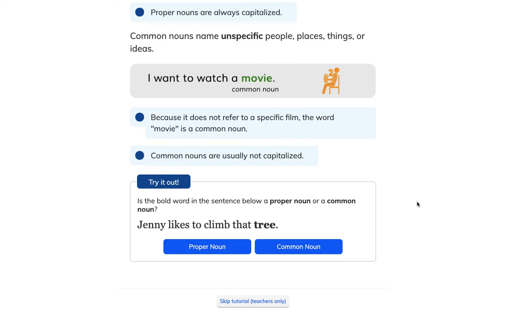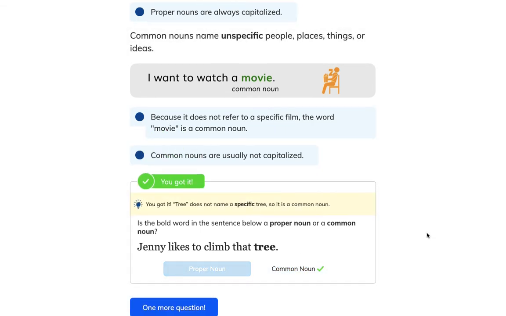So, is the bold word in the sentence below a proper noun or a common noun? Jenny likes to climb that tree. Tree is a common noun. It is not specific enough.